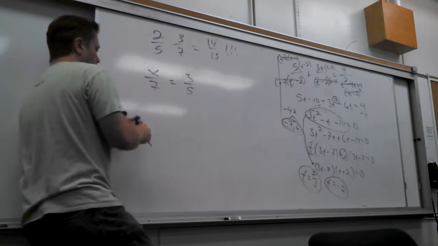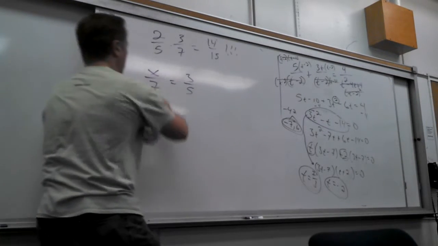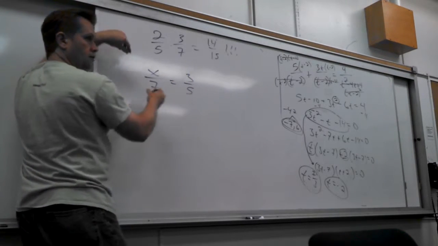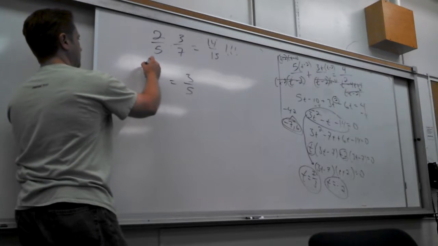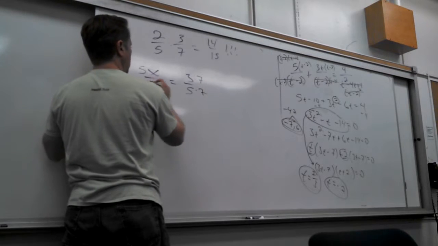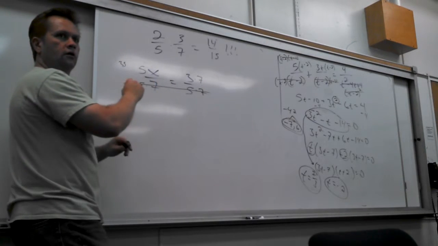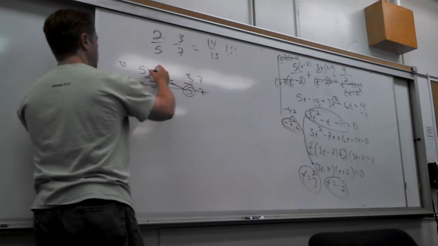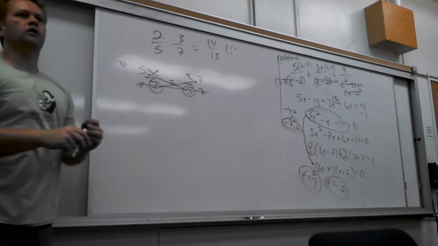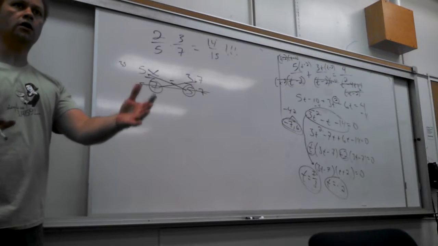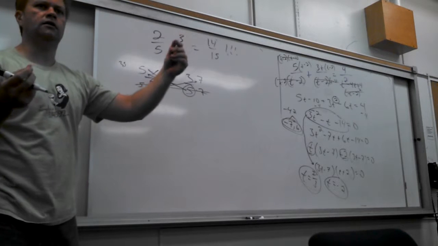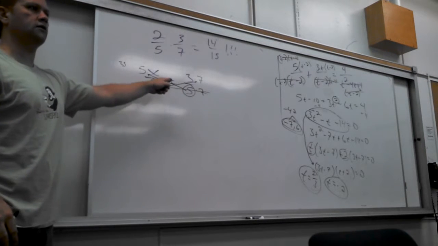Now why does it work, though? What would I do if I didn't look at it like that? Well, what's the LCD? 35. So this one needs a 5, this one needs a 7, and then I can multiply both sides by 35. So the shortcut is the 5 just comes up there, and the 7 just comes up there. That's why cross multiplication exists. It's a shortcut to the method we've been doing already. It's the same method, just a shortcut in this specific situation.